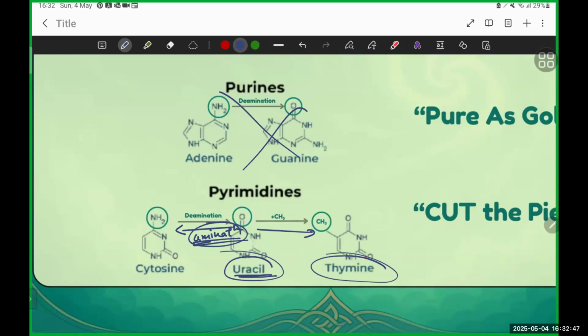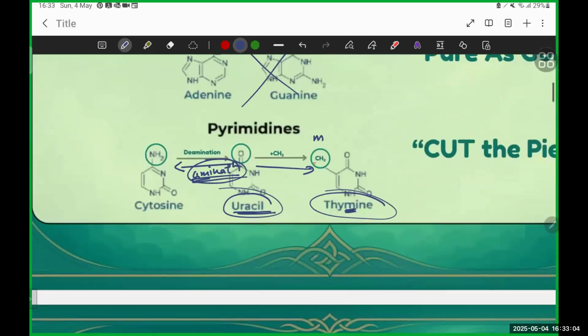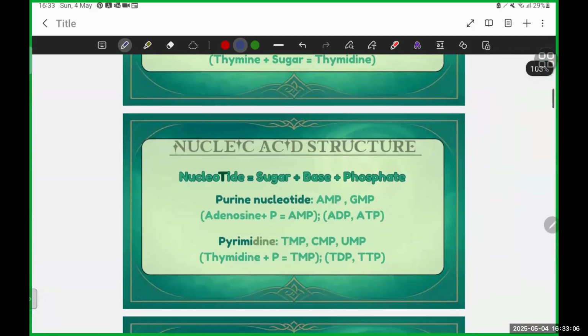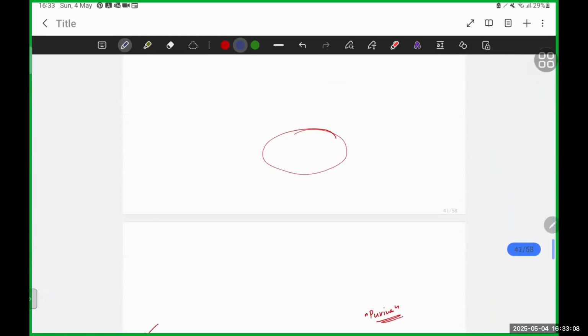This one exactly helps you remember it completely, especially if you're watching this 2 hours before your final, which I'm hoping you're not. But thymine, there's like an M here, so methylation. All right, that's one way to remember it. So methylation. All right, let's go back to our slides.